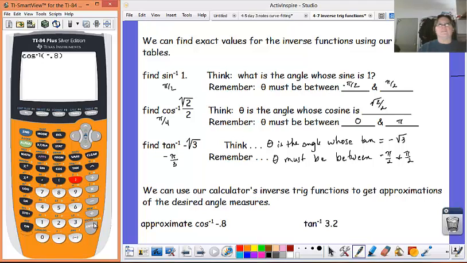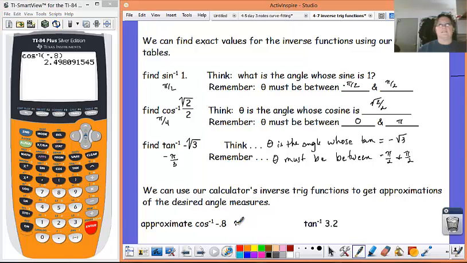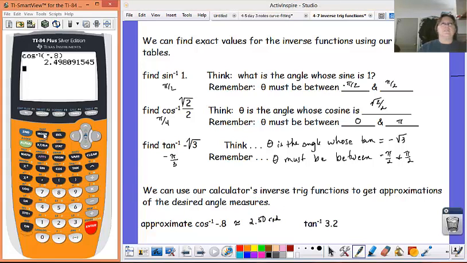And ladies and gentlemen, it's going to make a difference to us whether our calculator is in degree or radian mode. I'm going to check mine right now. Mine is in radian mode, so my answers will be in radians. Okay? The angle whose cosine is negative 0.8 in radians is approximately 2.50 radians. Many of us would rather know in degrees, so that's easy to find.